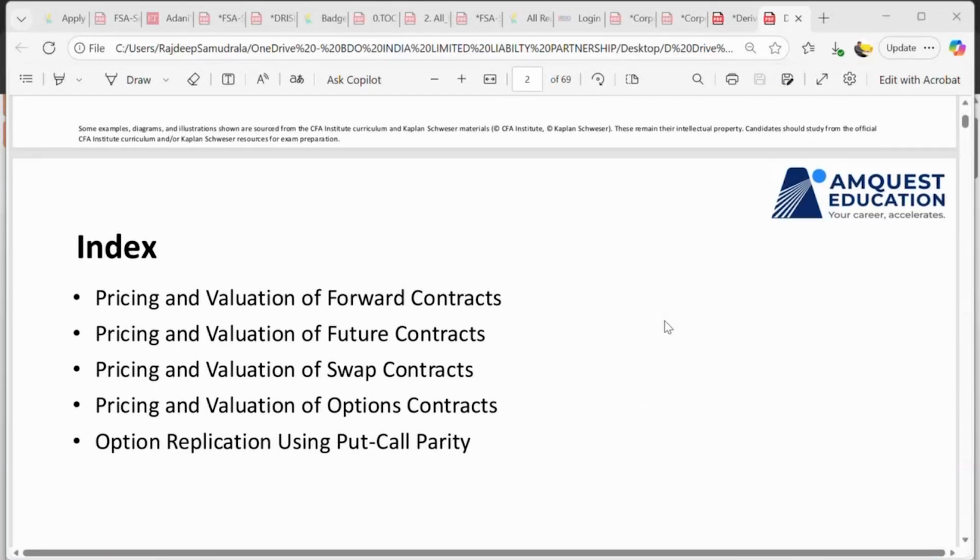Now we look at pricing and valuation of these contracts per se. So before we start, any doubts you guys have on any of those derivative contracts so far? Because now we have to learn how to price them and value them. That is going to be quite tricky. You won't know it till you know the details of these contracts.